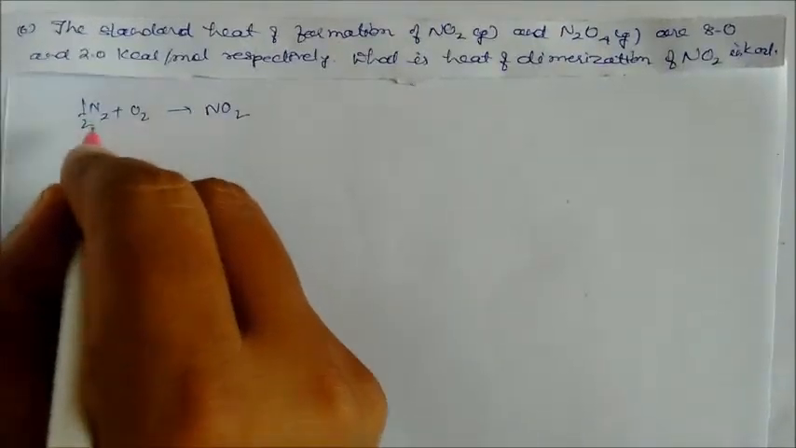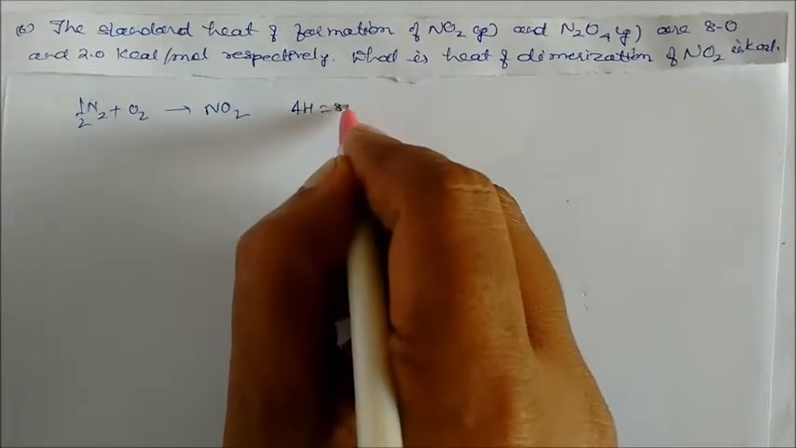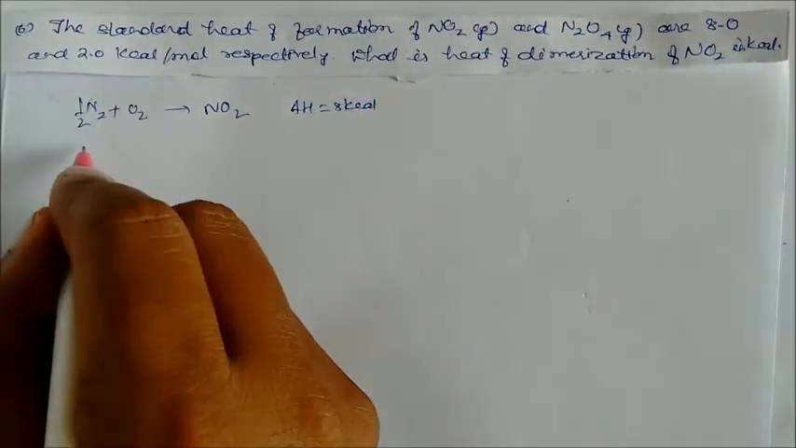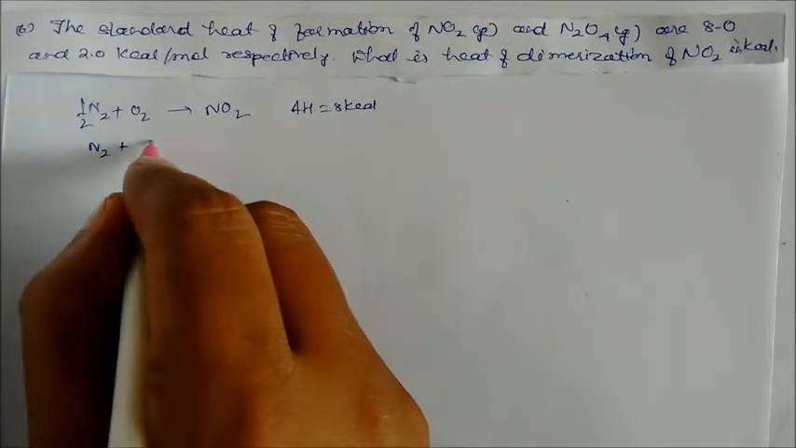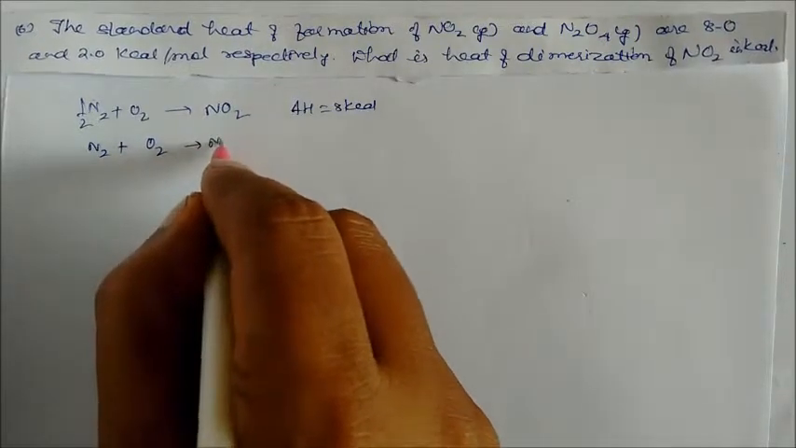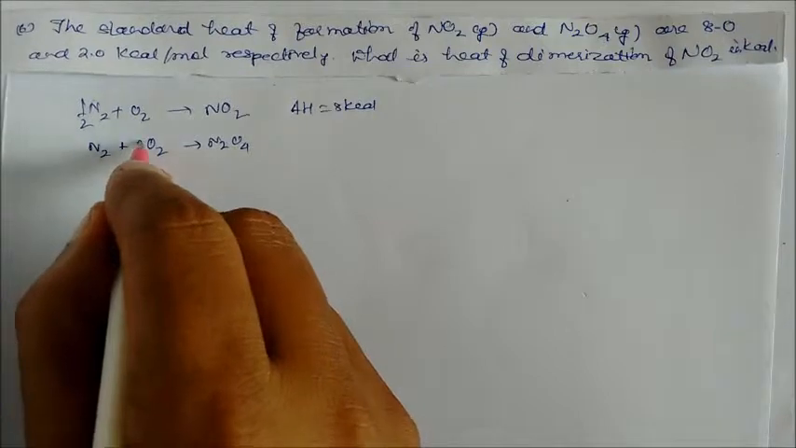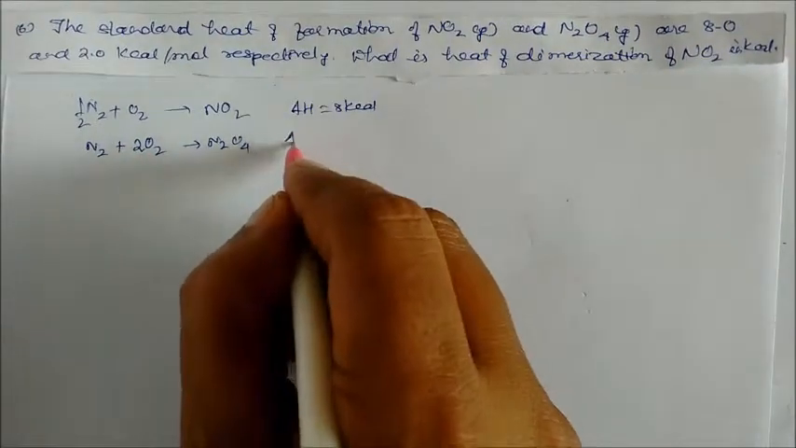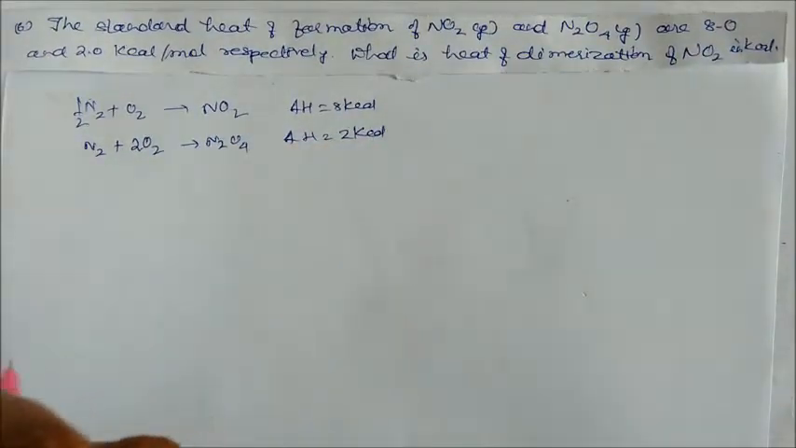So here you take heat of formation. For this we require delta H, that is 8 kilocalorie, and second is your heat of formation for N2O4. So again N2 plus O2, this will give you N2O4. Here you have to multiply by 2. So for this delta H is given here, 2 kilocalorie.